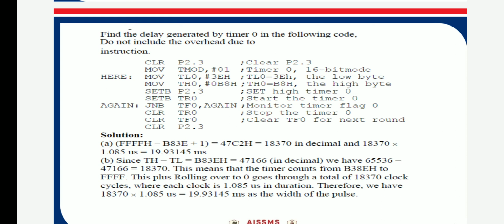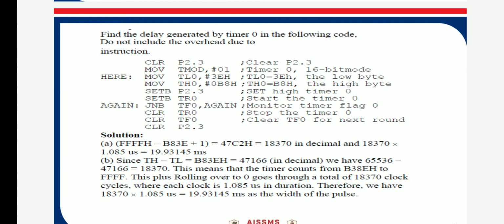Then we are loading the TL0 and TH0 values. Then SETB port 2.3, set high, then start TR0 to start the timer. Again we have to monitor the TF0 flag. Once this condition fails, then clear the timer and stop the timer. Then again we have to clear the timer flag 0.